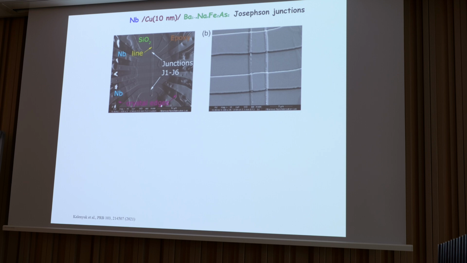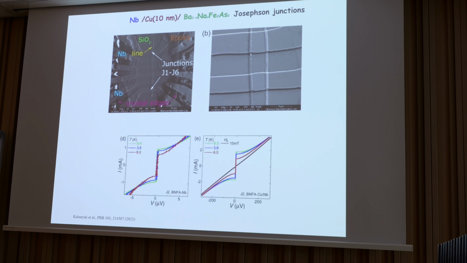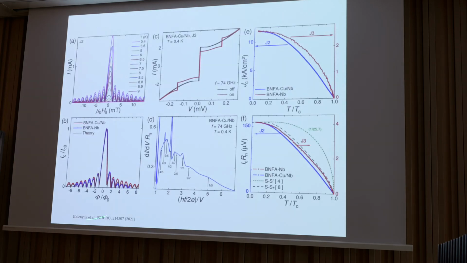Now what happens here? Again, we have good junctions with very nice characteristics. Here you can see Fraunhofer modulation as a function of temperature. These are the most beautiful curves that you may imagine. Shapiro steps, again, very clear Shapiro steps. The only difference is that you see profound subharmonic steps here. But this is not strange, because you have SNS junctions in which the current phase relation is non-sinusoidal. So this is something that you would expect from a non-sinusoidal current phase relation.